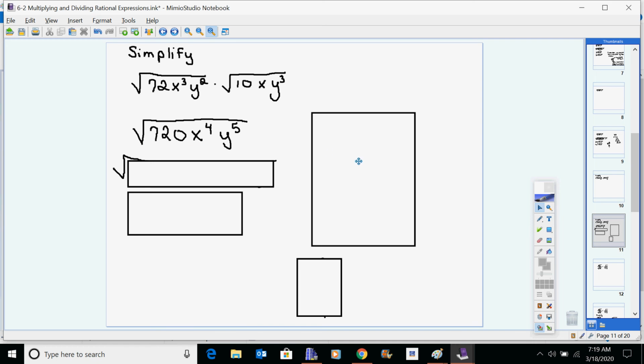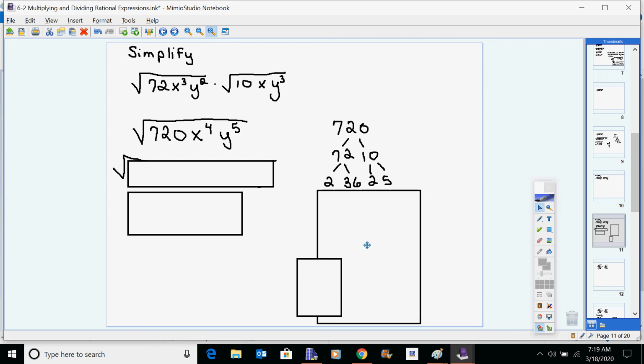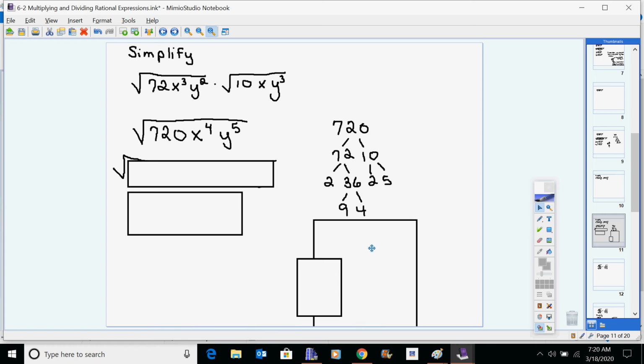I want to factor the 720. Now, the 720 we already know came from 72 and 10. We may as well start there. Then 2 and 36, 2 and 5. Remember, when you're prime factoring, if you saw different factors first, you could do that. You're still going to end up with all of the same factors when you go through and find all of the numbers that go into 720. We have 1, 2, 3, 4 2's, 2 3's, and a 5.